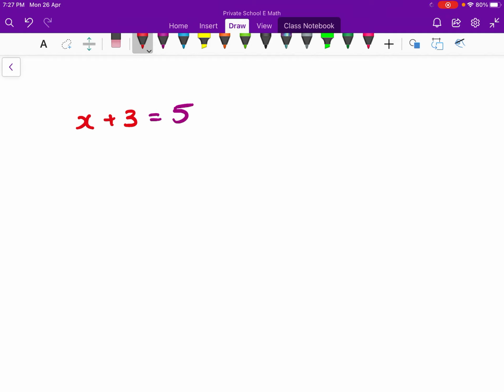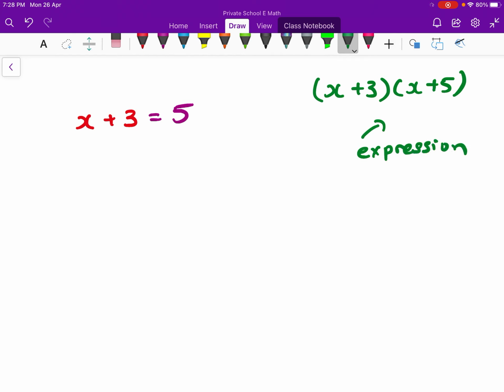Remember, the difference between an algebraic expression and an algebraic equation is that an algebraic expression looks like this: x plus 3, then you put a bracket, then x plus 5. Notice that this is an expression and this is an equation. The main difference you can see is that for an equation we have an equal sign, but for an expression we do not have an equal sign.